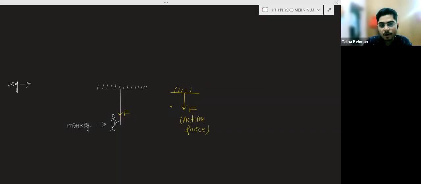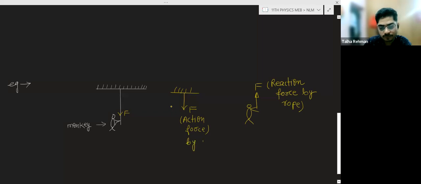Now on this monkey, this string will apply the equal and opposite force. This will be the reaction force. Why the string? Why the rope, you can say. The action force is by the monkey.